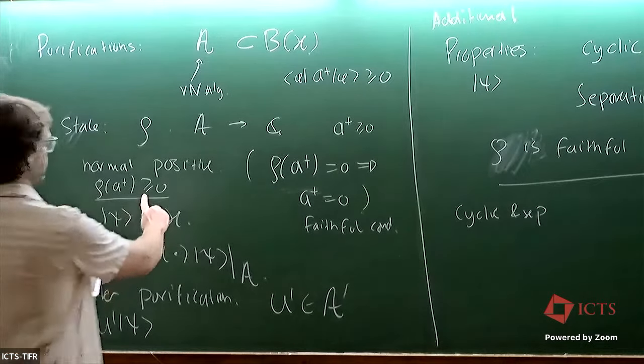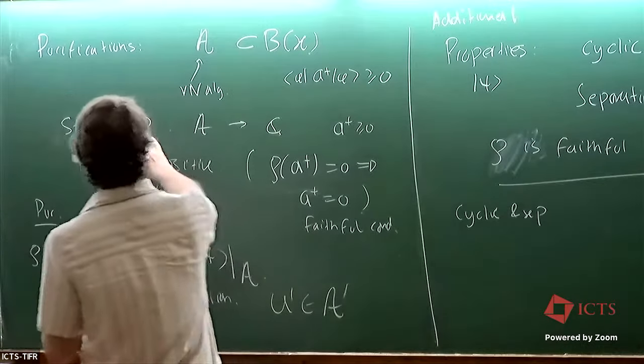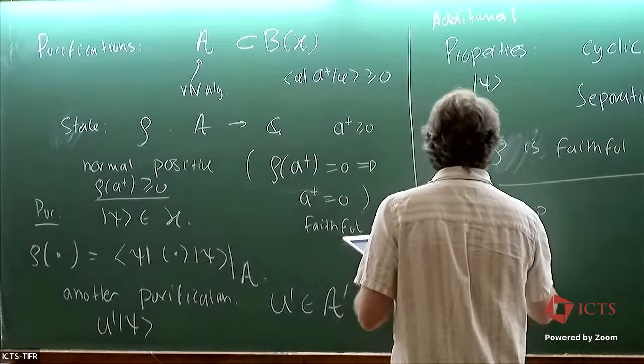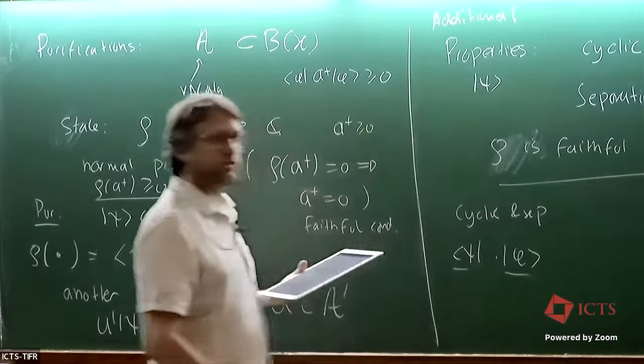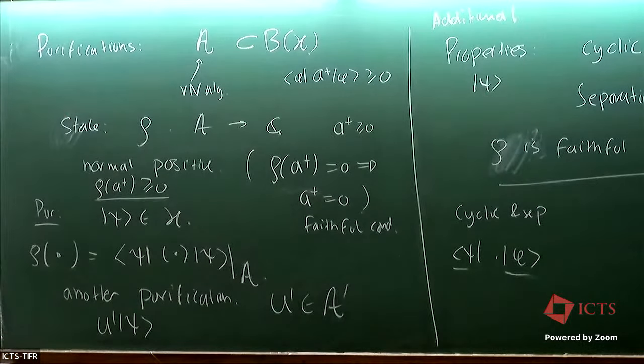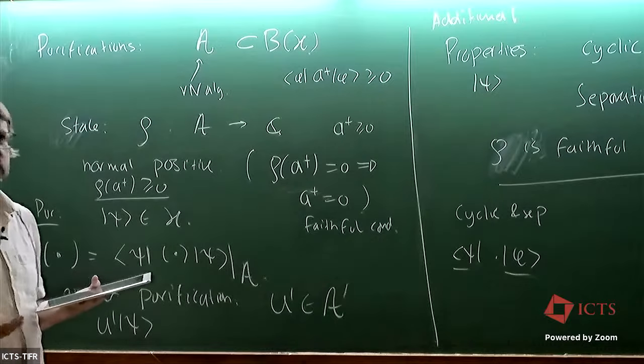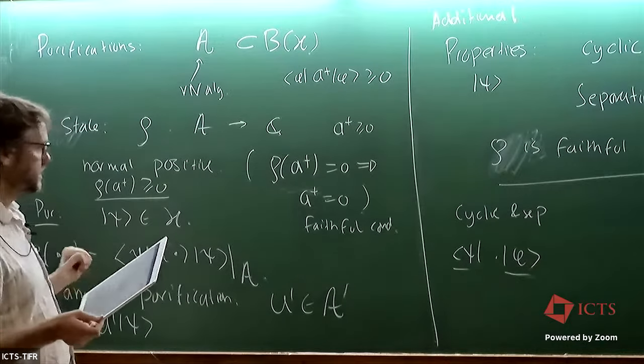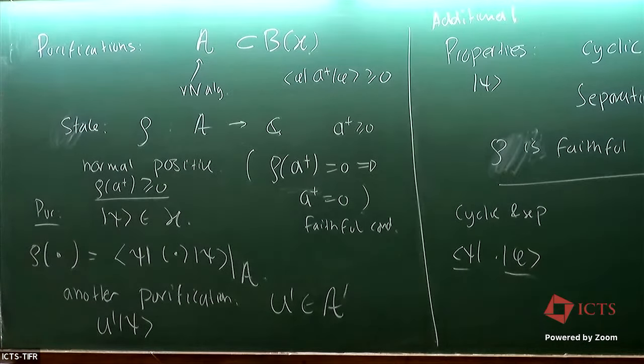Let me give you an example of a linear functional that's not positive. That's just this linear functional, where I take two different states here. That's not a positive linear functional, and it's not what we usually think of as a state. So that's what I mean. It's important to add.